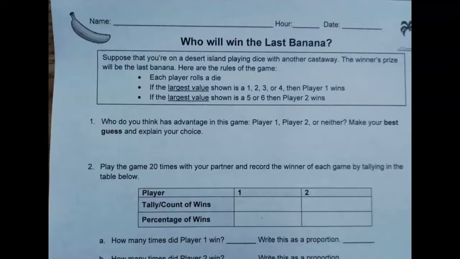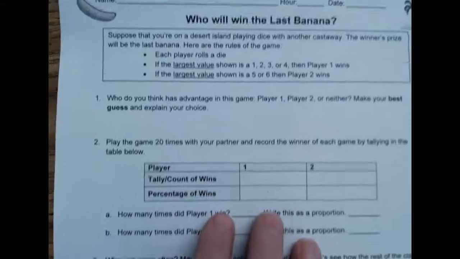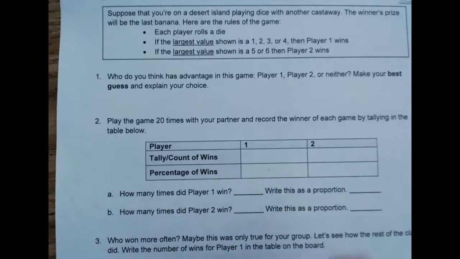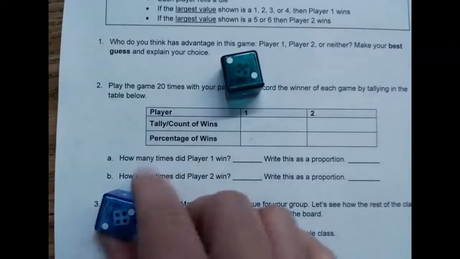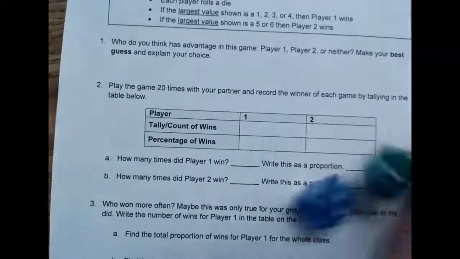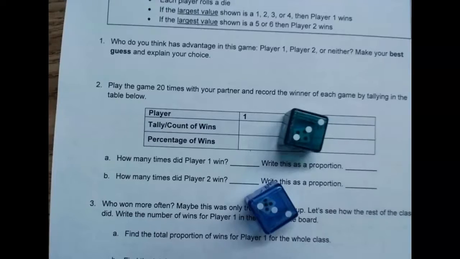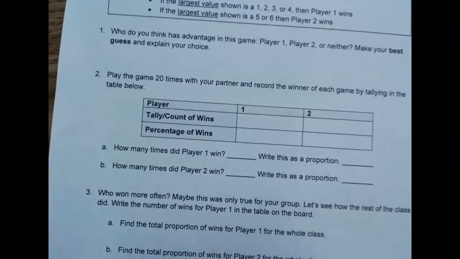Okay, so you should have made a decision here. What we did is we rolled the dice, and so here I have a 1 and a 2. That would be player 1 won because the largest number here is 2. I got a 2 and 2, that's player 1. A 3 and a 3, that's also player 1. So we would just keep rolling the dice 20 times and take a tally of how many times players won.